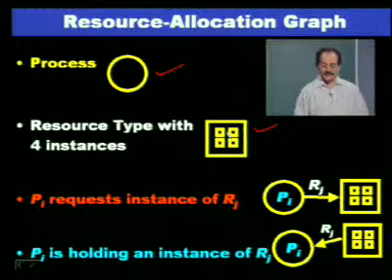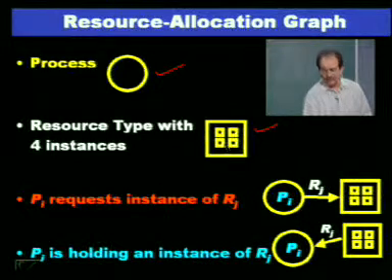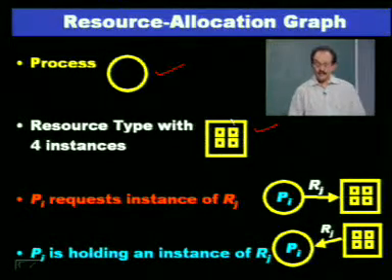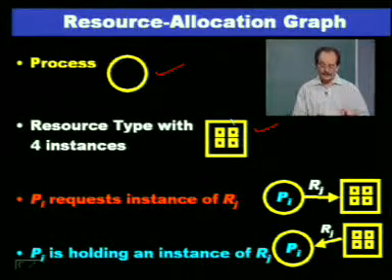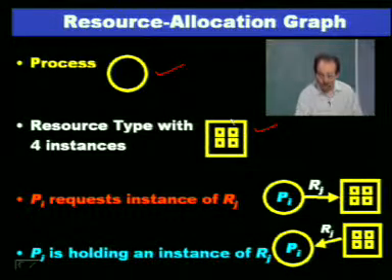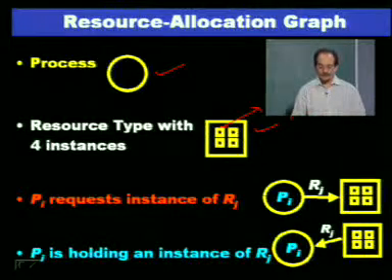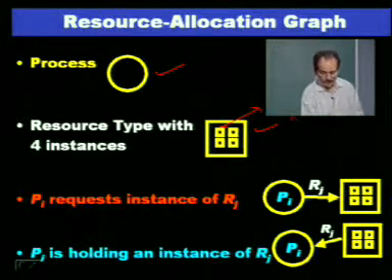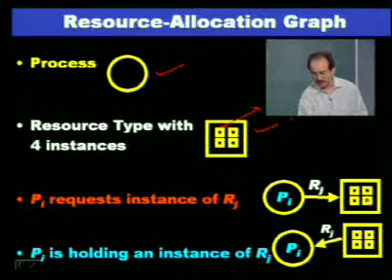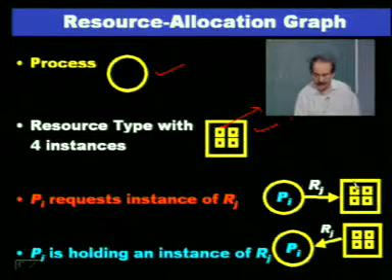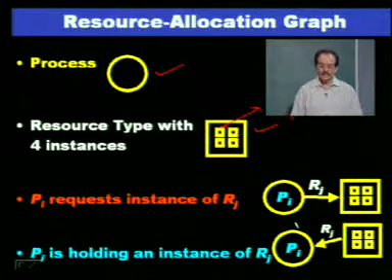Now, what does it mean? This particular resource has 4 instances of the same resource, meaning, let us say my resource type is printer, and there are 4 printers available to me for allocation purposes. And this is how Pi requests an instance of the resource Rj, that is, Pi is requesting the resource Rj, or Rj has been allocated to the process Pi. This is how we show these graphs.